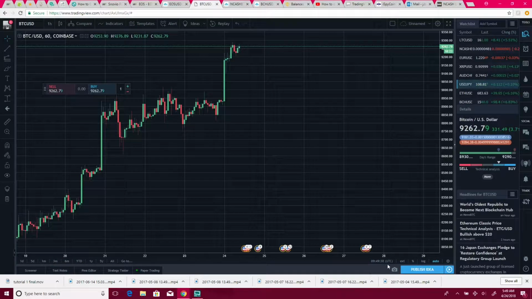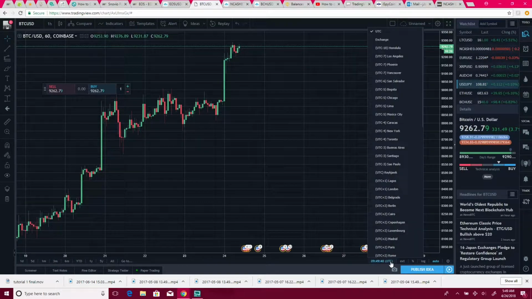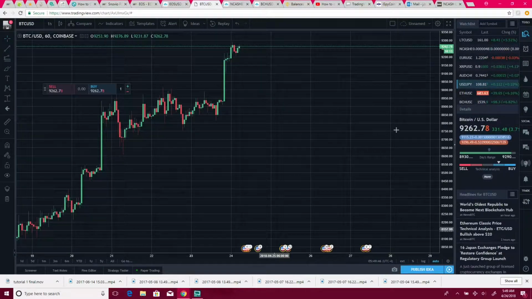Also keep in mind the time zone. I like to change it. I don't like to use the universal time. I live on the East Coast, so I change it to the East Coast. And then you can see it 5 a.m., 4 a.m., 3 a.m. Each one of these candlesticks is now 1 hour.